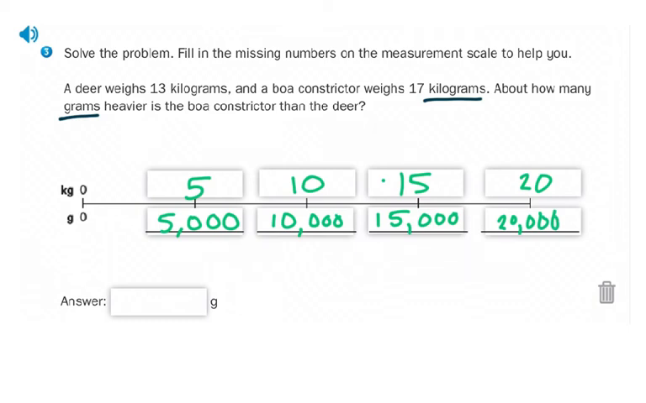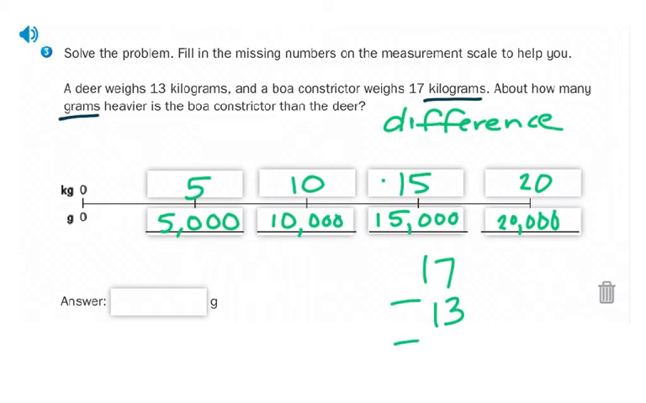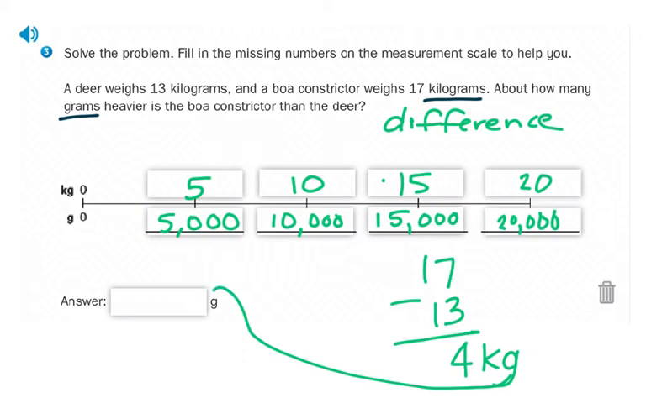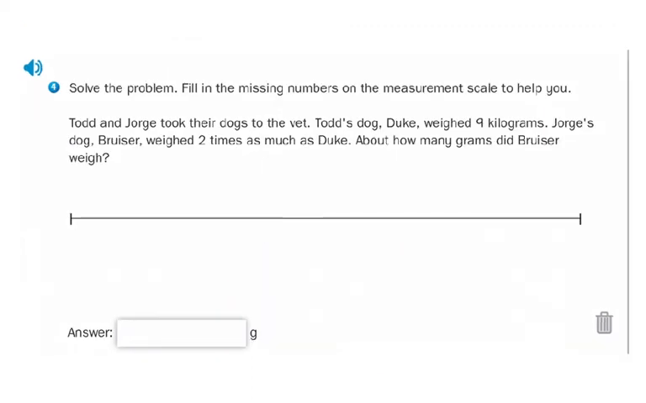So now let's go ahead and answer the question. It's asking how many grams heavier. So we're figuring out what would be a difference. What is the difference between 17 and 13? The answer would be 4 kilograms. But we're looking for an answer in grams, so we have to multiply by 1,000. So the answer would be 4,000.